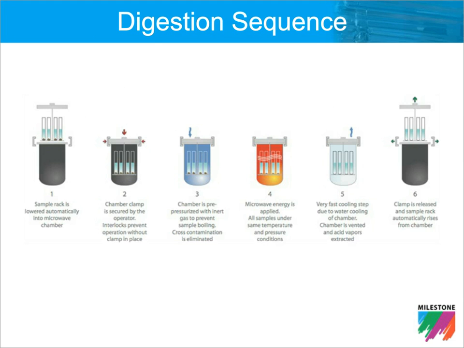Here's the digestion sequence of using SRC technology and the UltraWAVE. In step number 1, we're simply going to be placing the rack on the lid of the unit. That rack is going to be lowered down into the chamber and sitting in a bath of water. We're going to pre-pressurize with nitrogen, typically up to approximately 40 bar. We're going to apply the microwave energy. At the end of the run, a great thing about SRC is that the system automatically depressurizes for you.